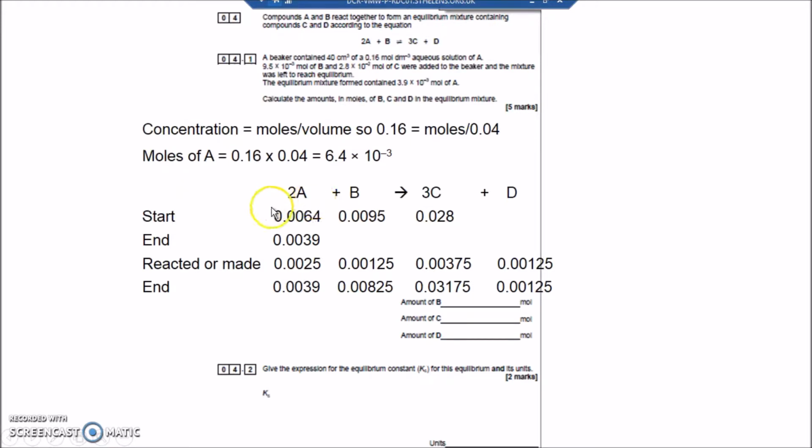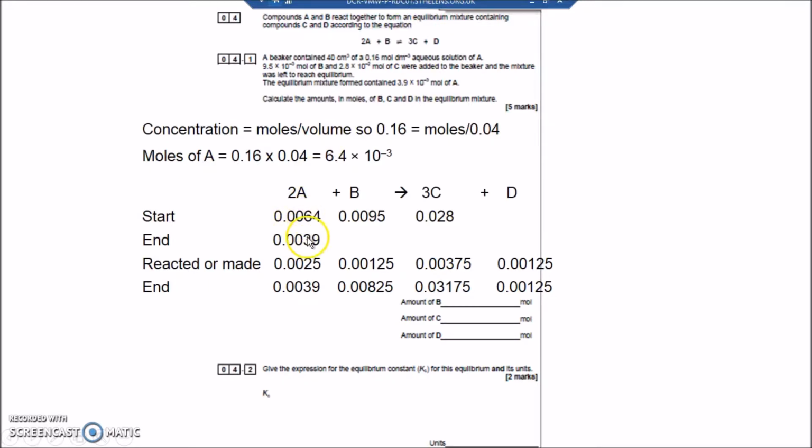So I need this table here now. At the start I've got 0.0064 or 6.4 times 10 to the minus 3 of A. I've got 0.0095 of B, 9.5 times 10 to the minus 3, and I've got 2.8 times 10 to the minus 2 of C, and I haven't got any D. It doesn't tell me anything about D, so I'll have to assume that I've got no D. It tells me at the end I have 3.9 times 10 to the minus 3, or 0.0039 of A.